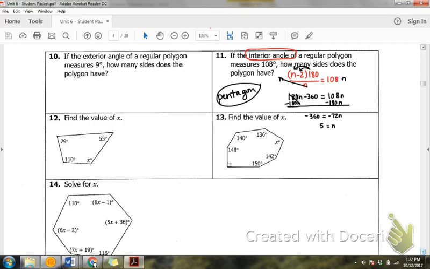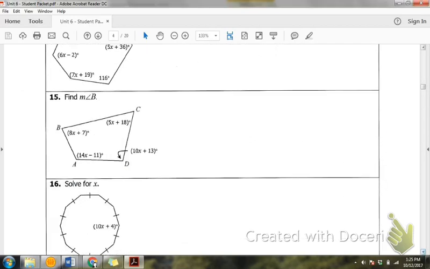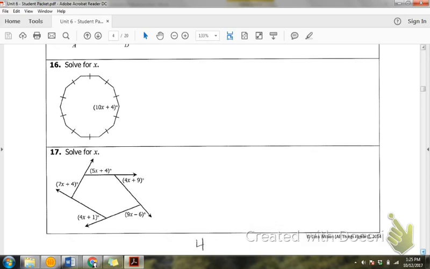Okay, let's look at number 13, I think. Let me look here real quick. Yeah, let's look at 16. What? It doesn't. I need to go home.